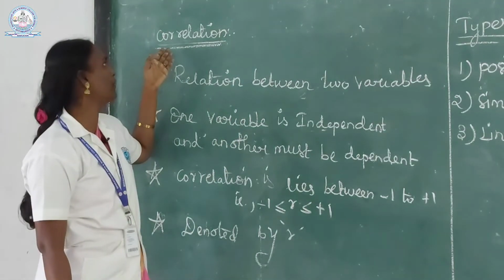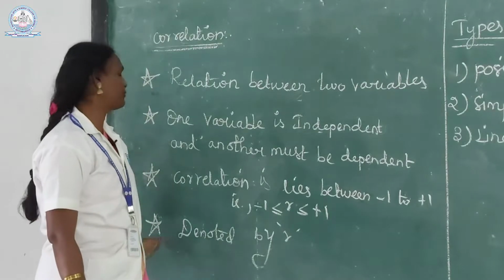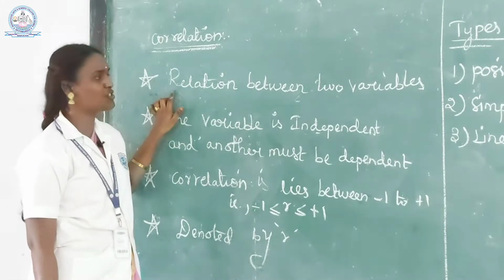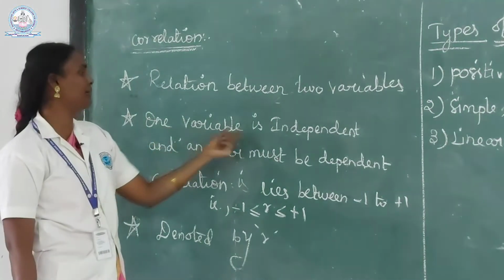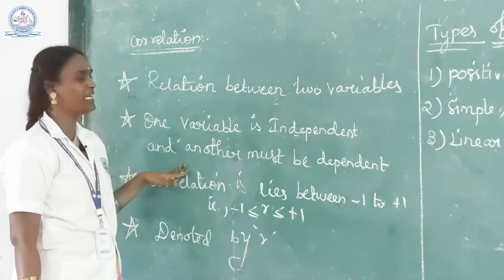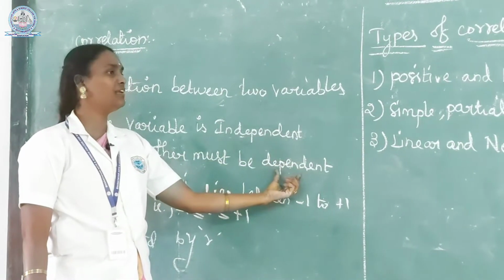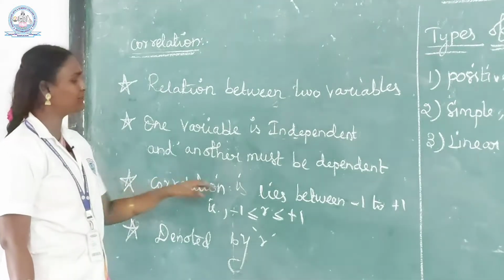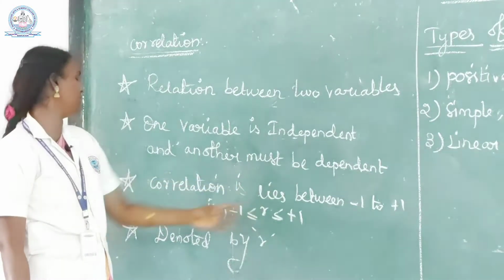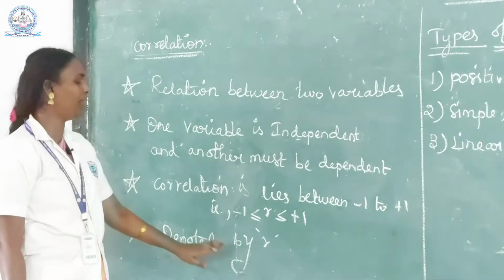Students, today we have to talk about correlation. Correlation is completely defined by these 4 points. First one is relation between two variables. Then the second one is one variable is independent, then the other must be dependent. The independent variable is also called subject. Then the dependent variable is also called relative. Correlation lies between -1 to +1. Then finally the main point, correlation is denoted by r.